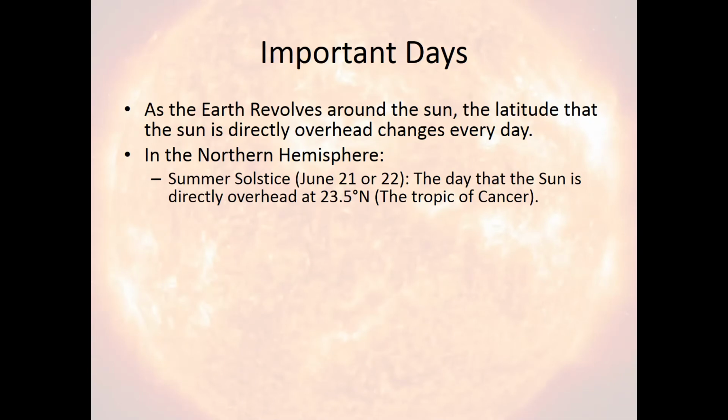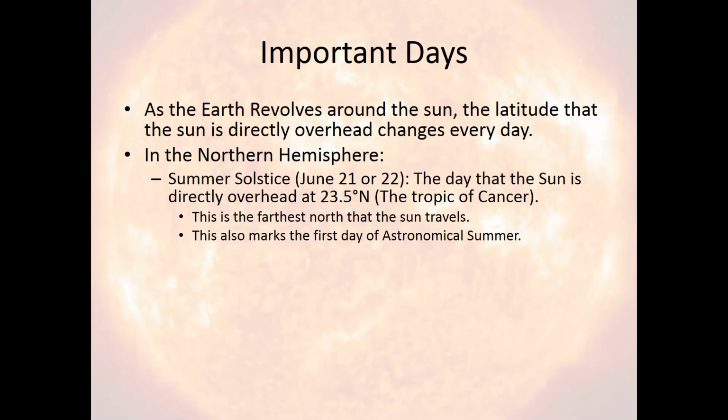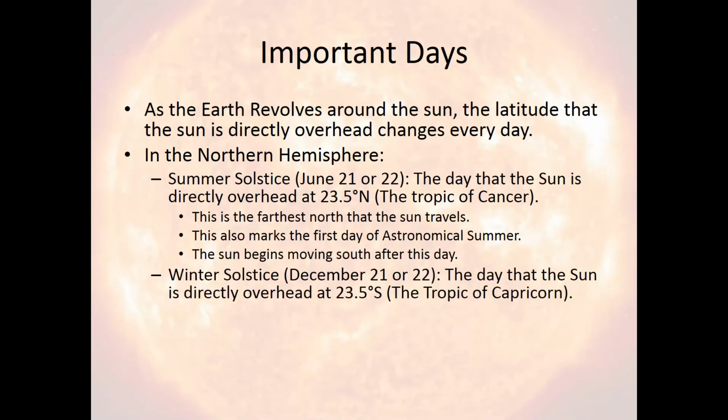After that day, the latitude that the sun is directly overhead begins to move back south. So on the day of the summer solstice, that is the farthest north that the sun travels. And it also marks the first day of astronomical summer. After that day, the sun begins moving south.